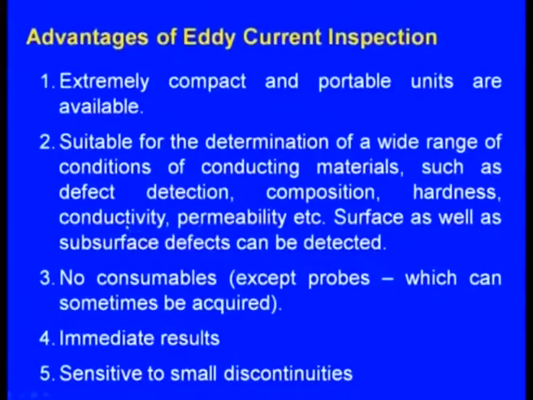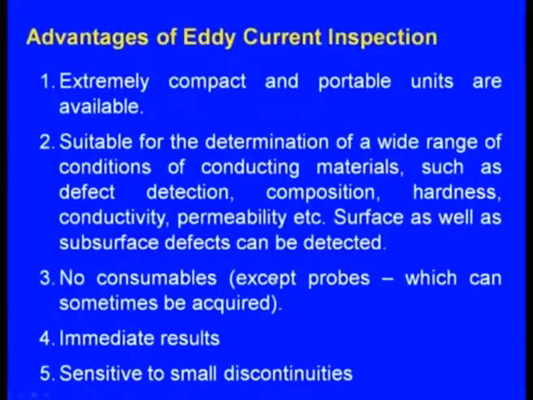Now, again depends upon the conductivity, the secondary eddy current will be depending on the conductivity, permeability and so on. So, the secondary eddy current will be showing so many parameters. So, these are all the parameters which we can assess using the secondary eddy current. Now, surface as well as the subsurface defects also can be detected.